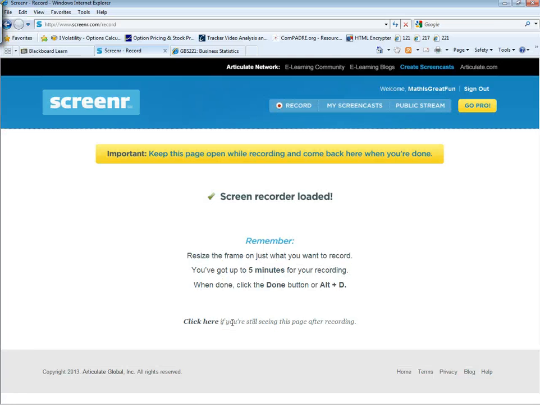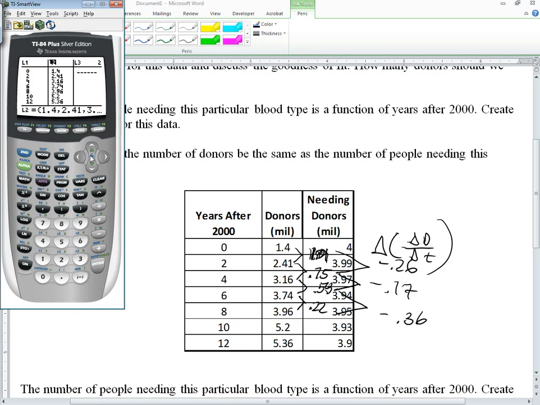So anyway, it tells us that we need to do this, and so I've already entered the data here as usual into L1 and L2. There are my years after 2000. There are the donors in millions. And now I would come over to my y equals, clear out anything I have there. Remember, if we're doing regression, we want to turn plot 1 on. So we'll highlight that. And now we can proceed to do the regression.